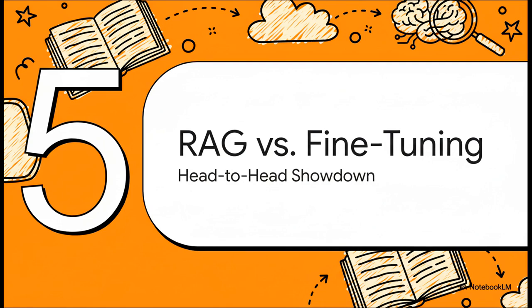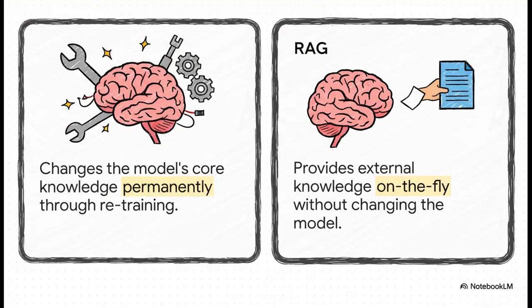So now that we get how both of these methods work, let's put them side by side. This is where you can really see why RAG is such a massive leap forward. The biggest difference philosophically is this. Fine-tuning is about permanently changing the model's brain through that expensive retraining. RAG doesn't touch the model at all. It just provides it with external knowledge on the fly as it needs it. It's the difference between performing brain surgery and just handing someone a cheat sheet for a test.